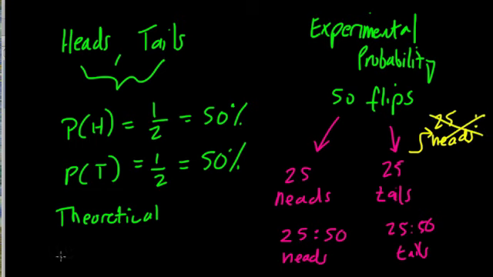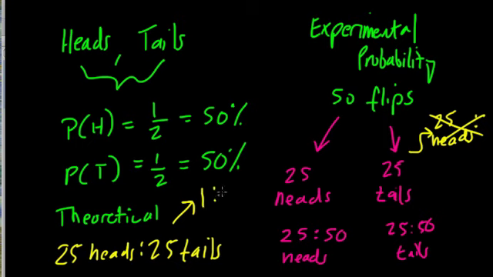Let me write this over here. 25 heads for every 25 tails. And if we reduce that, we get a 1-to-1 ratio. There should be as many heads as tails. That's what a 1-to-1 ratio means.